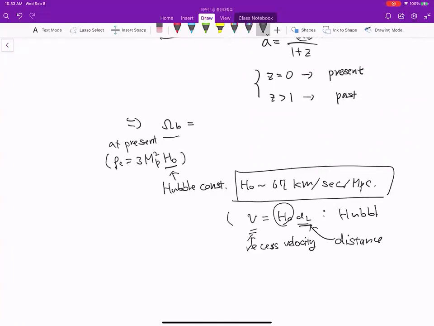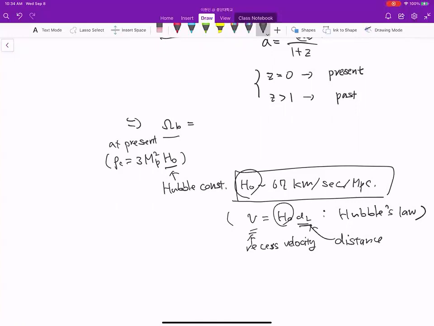So H0 is the value measured at present, or you can measure the Hubble constant in the past and use the Friedmann equation to obtain H0 at present. The CMB measures the expansion rate in the past, and then you can let it evolve in time to determine H0. There's also an interesting story about H0 measurement. There are several ways to determine H0.